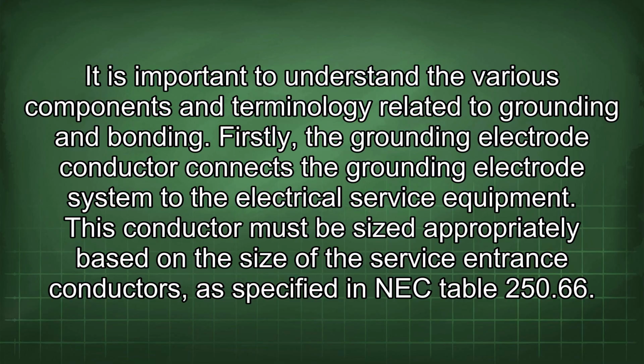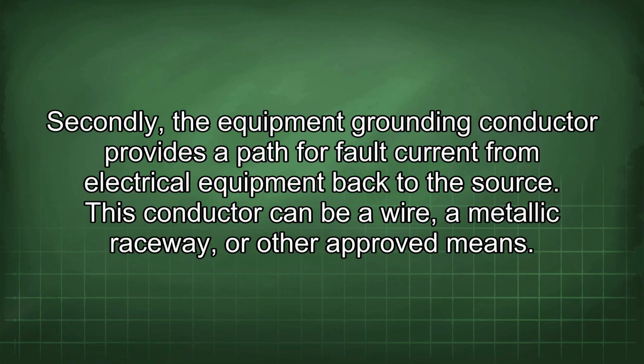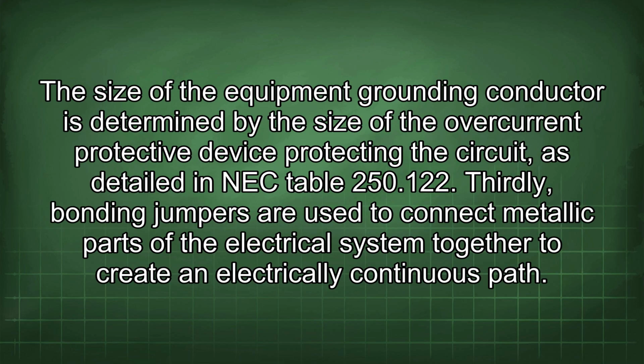Firstly, the grounding electrode conductor connects the grounding electrode system to the electrical service equipment. This conductor must be sized appropriately based on the size of the service entrance conductors, as specified in NEC Table 250.66. Secondly, the equipment grounding conductor provides a path for fault current from electrical equipment back to the source. This conductor can be a wire, a metallic raceway, or other approved means. The size of the equipment grounding conductor is determined by the size of the overcurrent protective device protecting the circuit, as detailed in NEC Table 250.122.